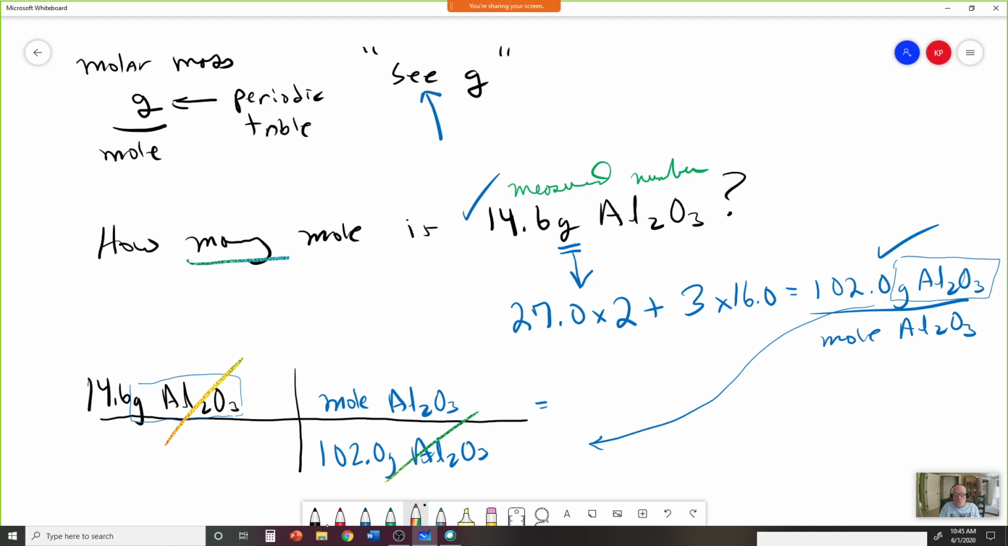What am I looking for? Moles aluminum oxide. And so now I have something I can put in my calculator, and I go 14.6 divided by 102, and I get an answer. I get a calculator answer, 0.14313 blah blah blah something mole aluminum oxide. Now what do?